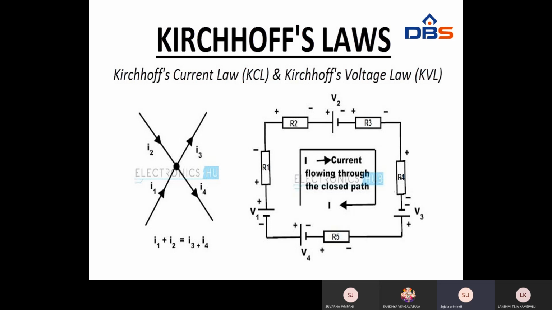So when you write the KVL equation, what can we do first? First we have to put the loop currents. How many loops are there? In this example there is only one loop. If there are a number of loops, then you put I1, I2 and so on up to IN.